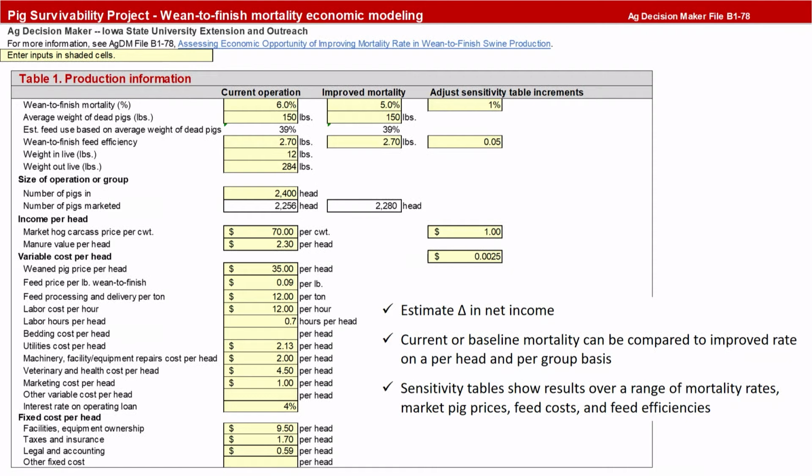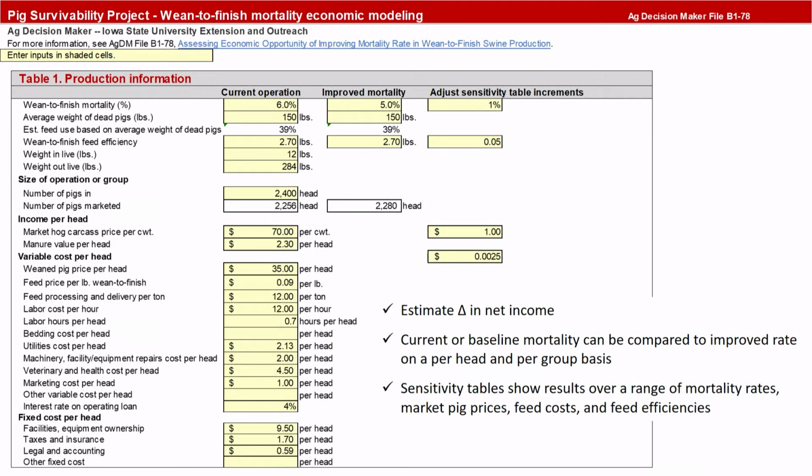So we have a very simple production information table that information needs to be inputted in. And the big one here is, well, we're gonna say my current operation, this is wean finish, is 6% mortality. I'm gonna improve it to 5%. So that's that percentage point increase. Now, maybe the weight of the pigs changes by that intervention. Your animal health professional would need to tell you that, probably. So I'm gonna naively assume it stays the same.